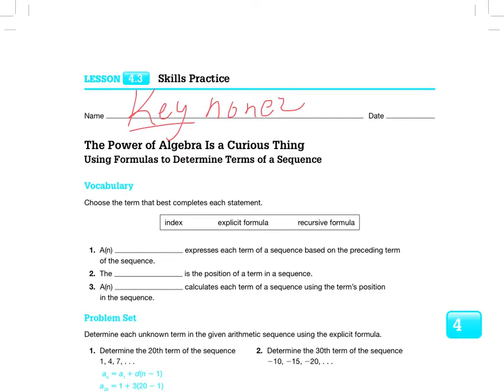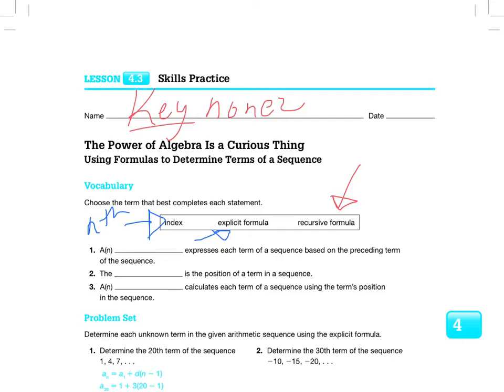Holy smokes. We didn't actually learn this word right there. We did study explicit formula, and the index was the nth term. All right, so let's see which two we can figure out. A blank expresses each term of a sequence based on the preceding term of the sequence. That might be the recursive one.